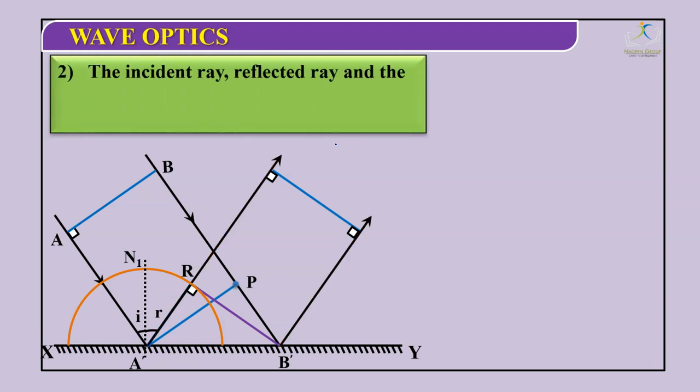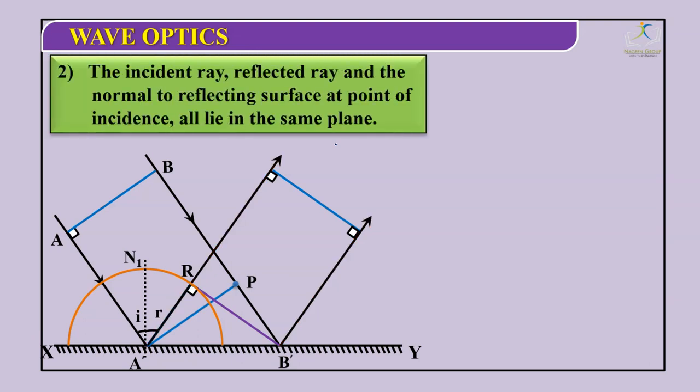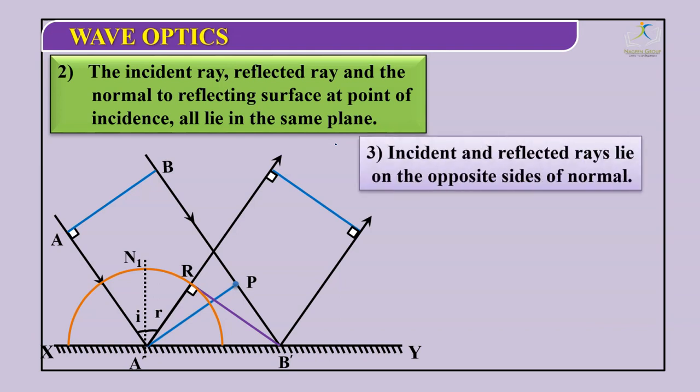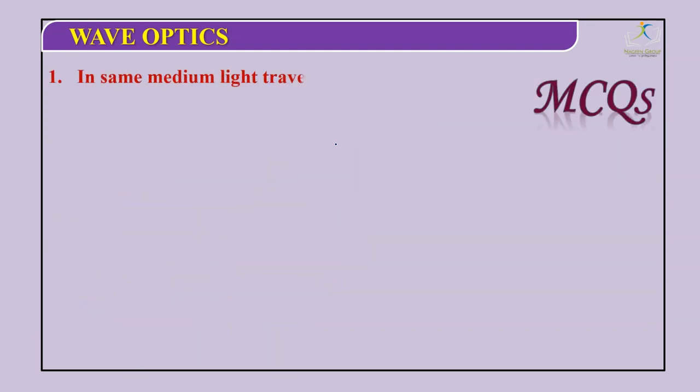Now second, as you can see students, the incident ray, reflected ray, and the normal to the reflecting surface at the point of incidence all lie in the same plane, and incident and reflected rays lie on the opposite side of the normal. Now let's take some multiple choice questions for more clarity on the topics.